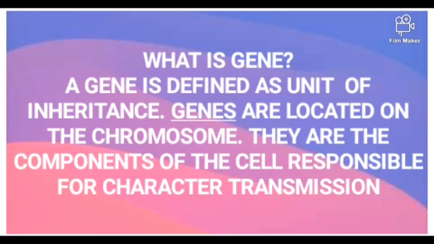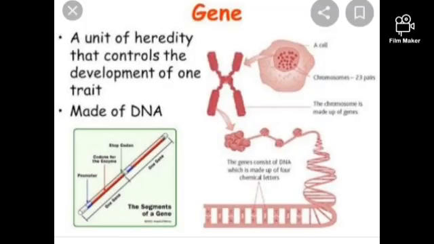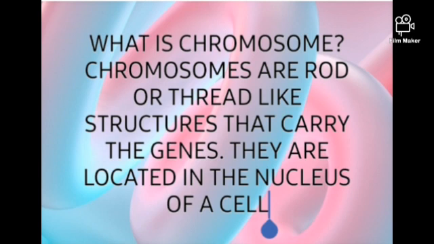They are the ones responsible for character transmission. Whatever you are going to pass from yourself to your child will be carried in the gene. On the gene, you'll be talking about DNA. That is why, when there is a paternity dispute, they will tell you to go and check the DNA, so that they can check what has been transmitted either from the father or the mother to the child. Gene is the unit of inheritance.